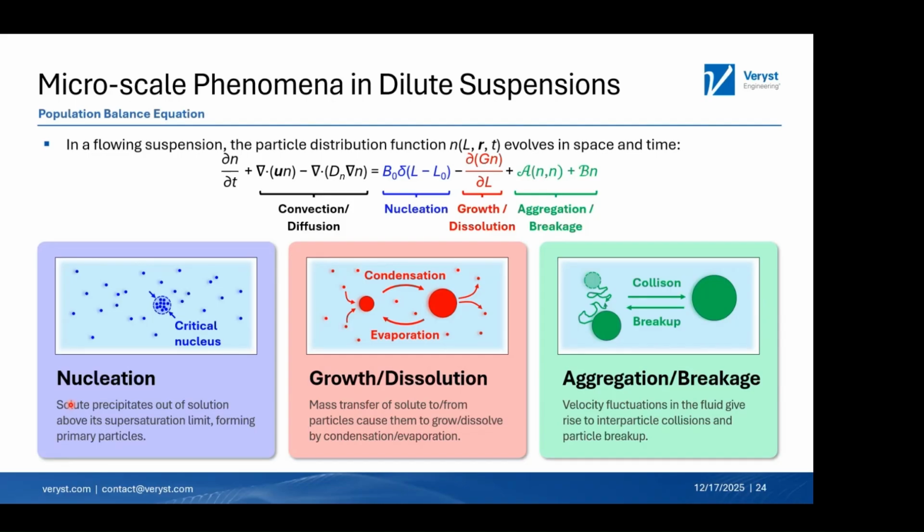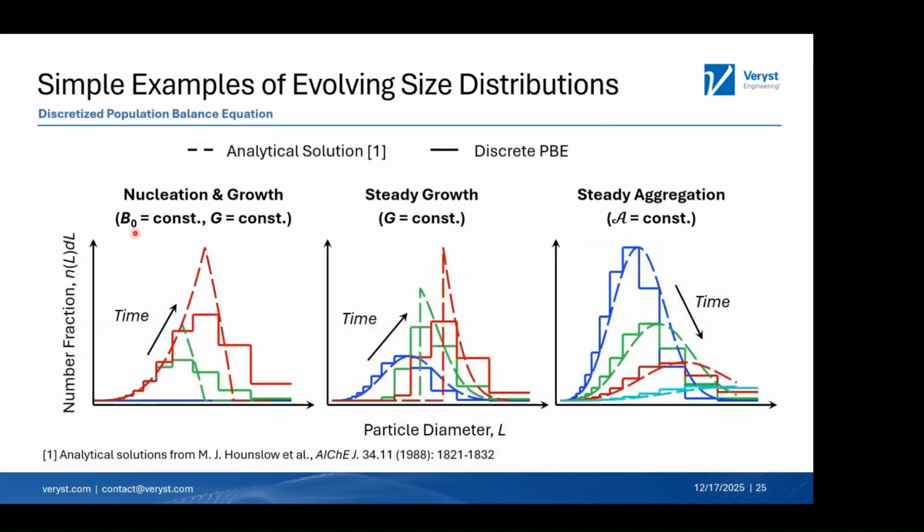And because the suspension is dilute, these can be decoupled and treated separately. So here are some simple examples of evolving size distributions. These are numerical calculations of the discretized population balance equation compared to classical analytical results in the literature. The dashed lines are analytical results. The histograms are numerical results.